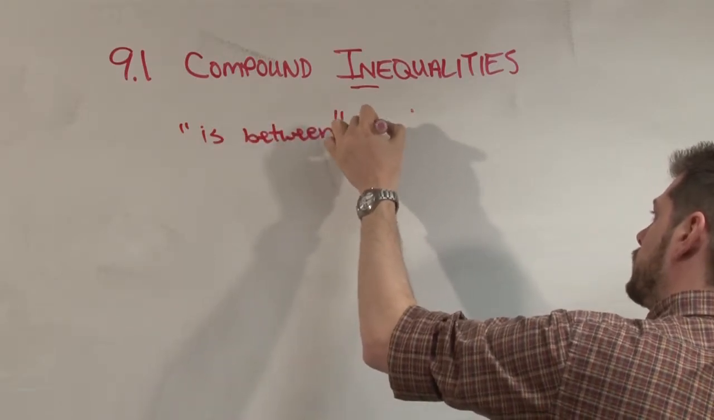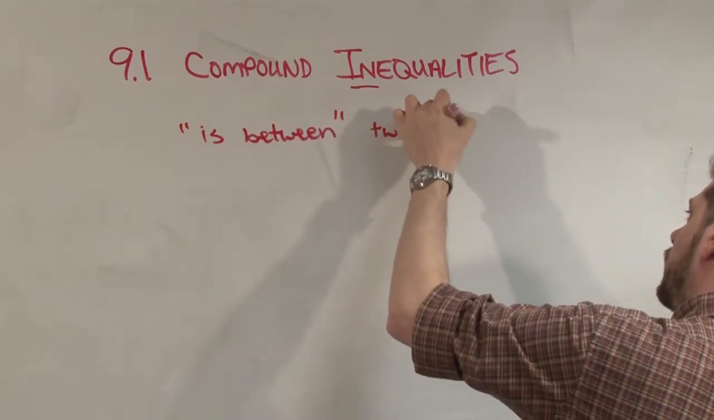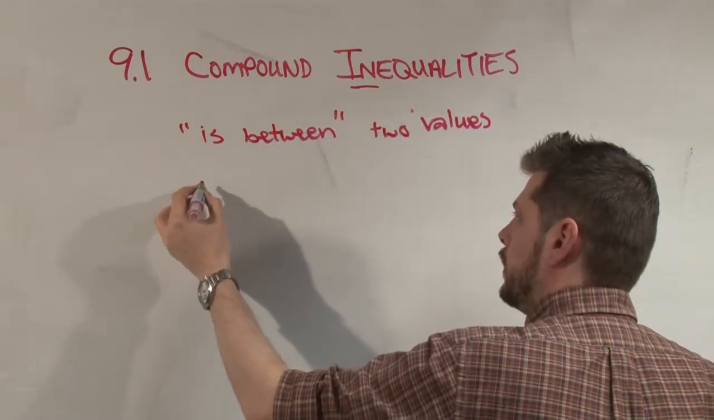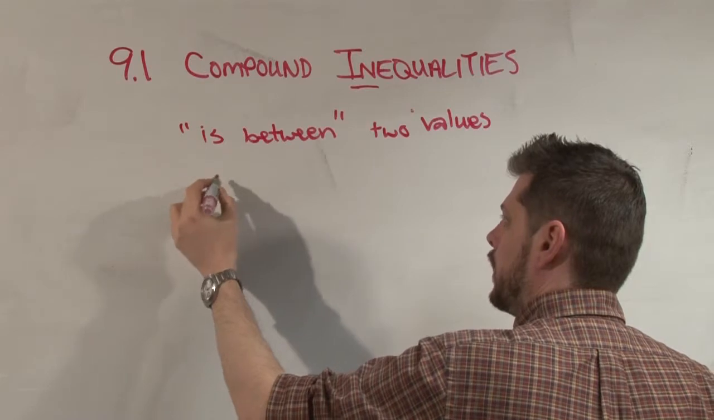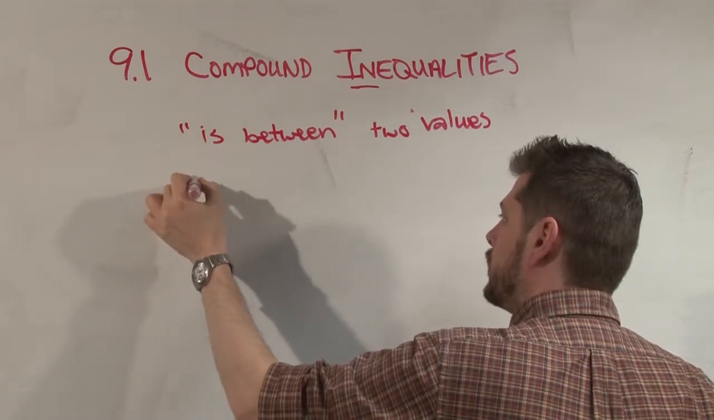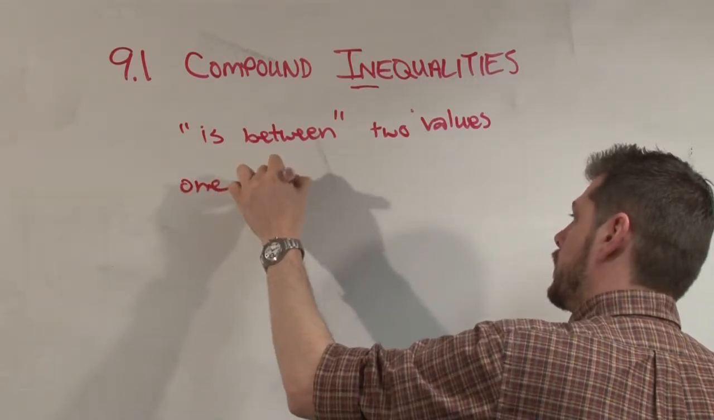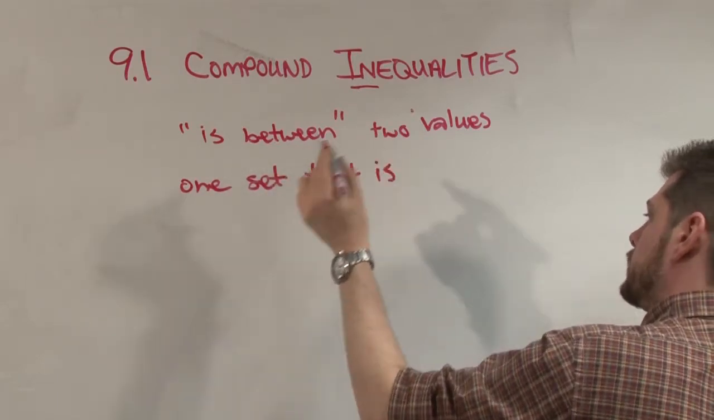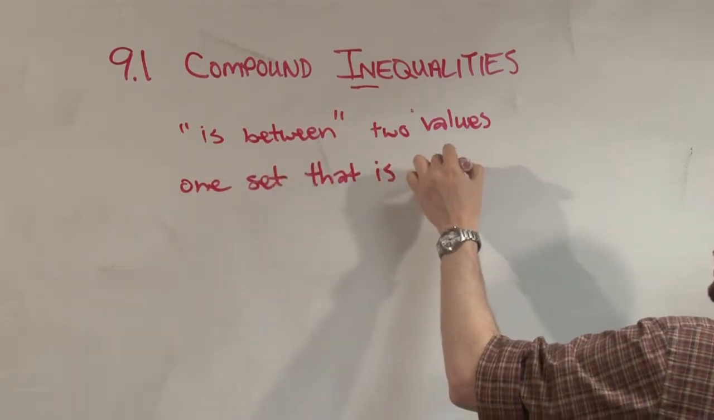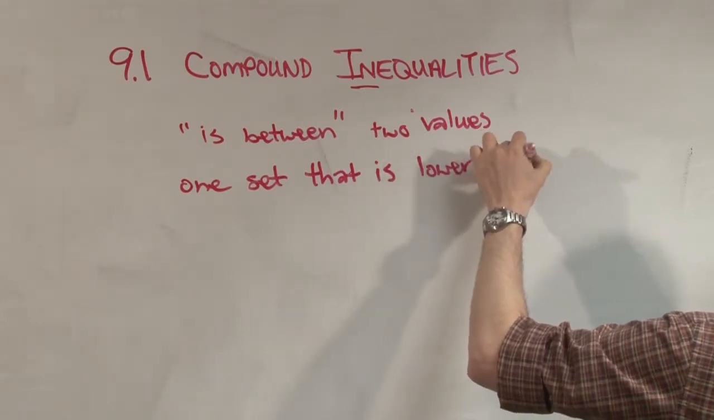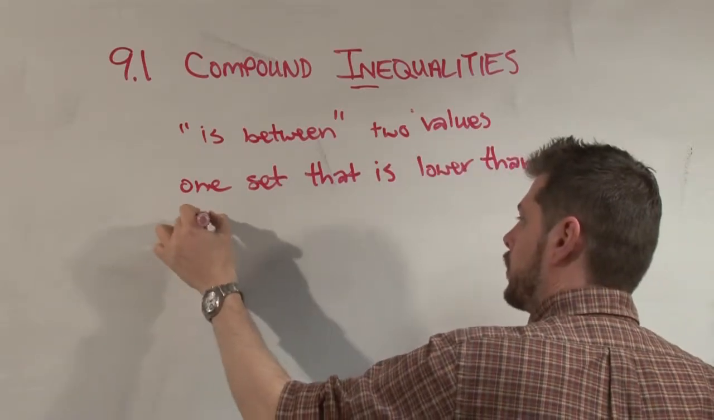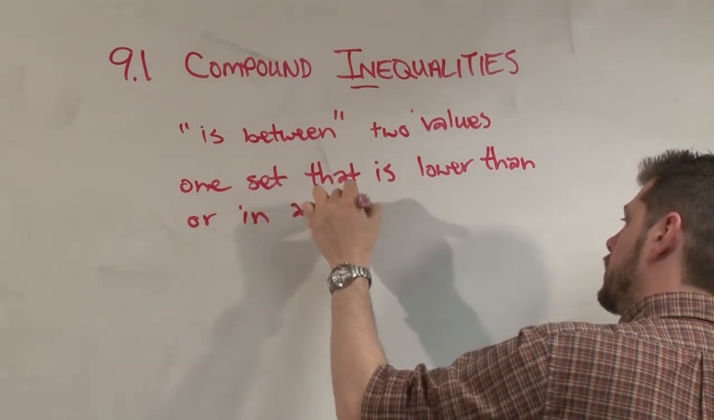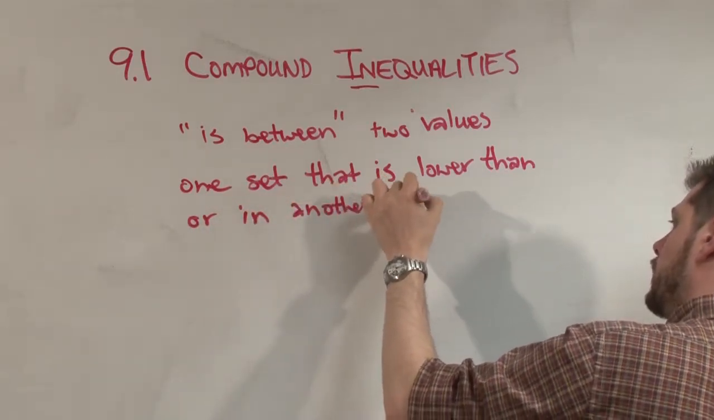two values, or our inequality exists in one set that is lower than a value, or in another set that is greater.